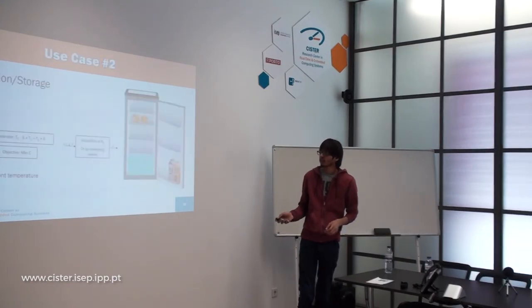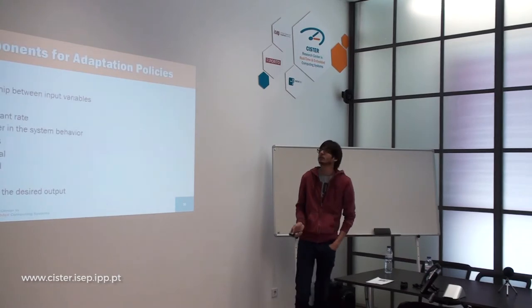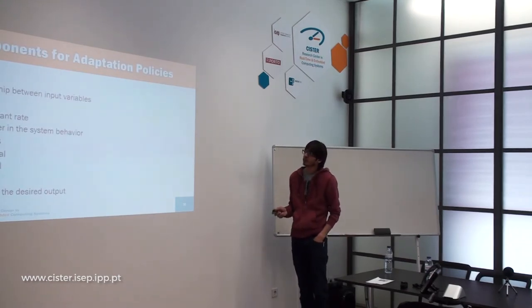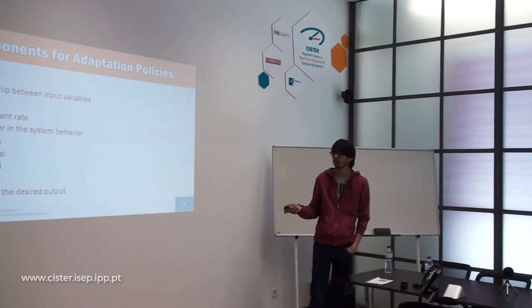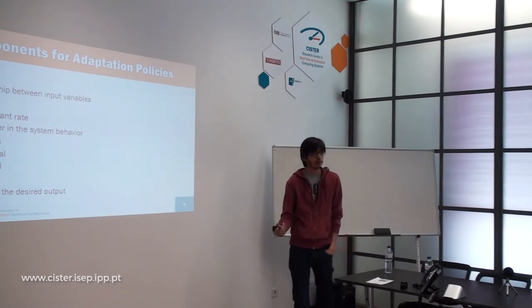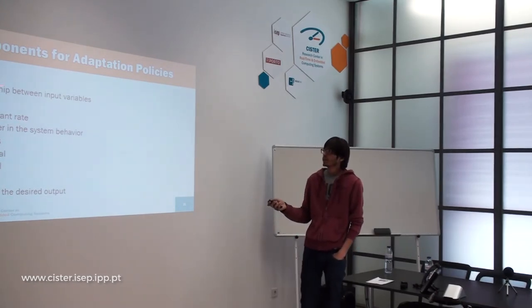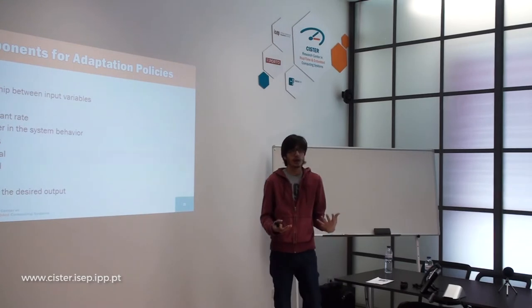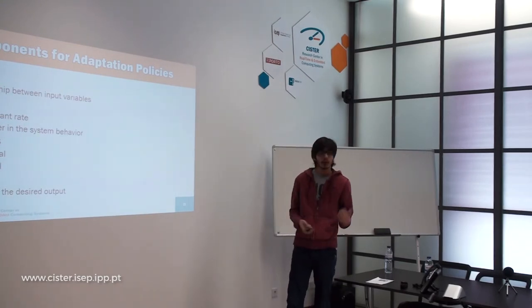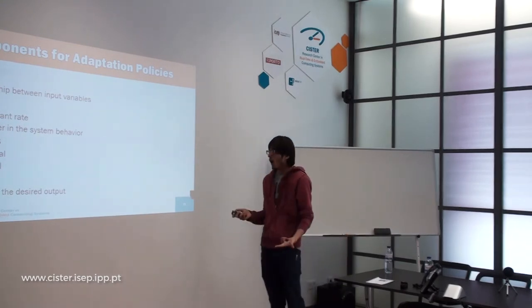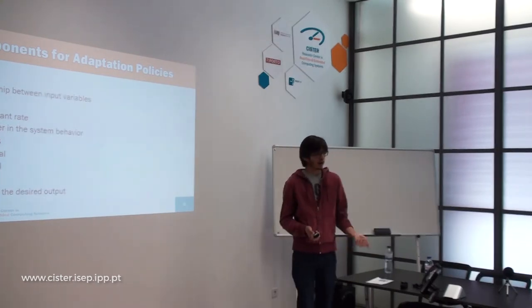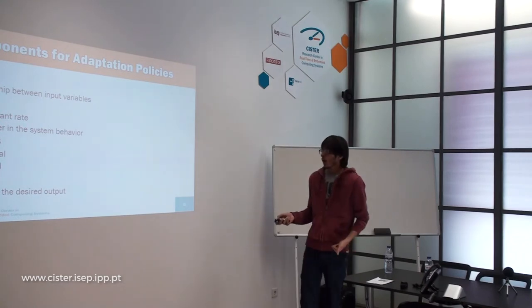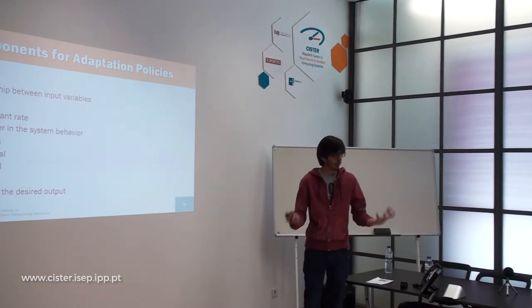So basically, we came up with this structure, and what I defined was that there are a few components which are minimum requirements for writing a program for adaptation policies. There's a function, which is the relationship between the input variables. There's an adaptation, which is happening either at a constant rate or by triggering the system behavior. There are constraints which are either operational or behavioral. And there is a solution to give the desired output.